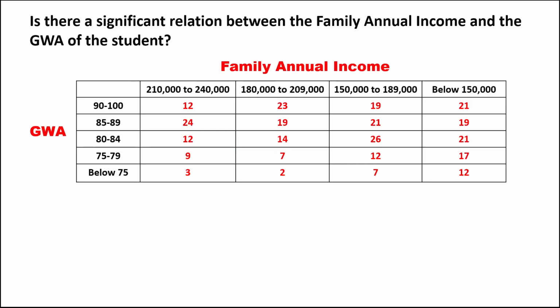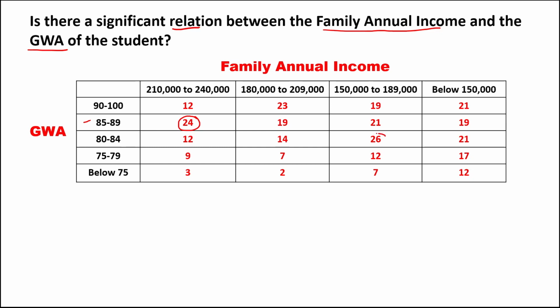So if we have this problem, where we're going to check if there is a significant relation between the family annual income and the general weighted average of the students, then we have this data. From this table, observe that there are 24 students whose annual family income is between 210,000 to 240,000 and whose general weighted average is between 85 to 89.